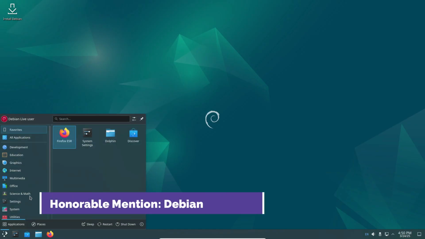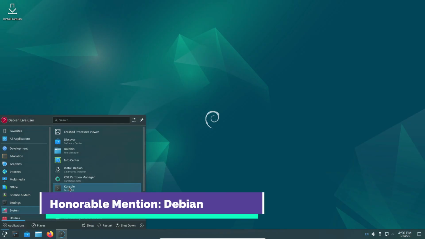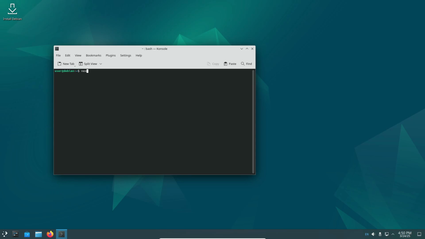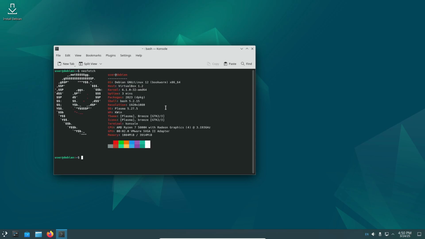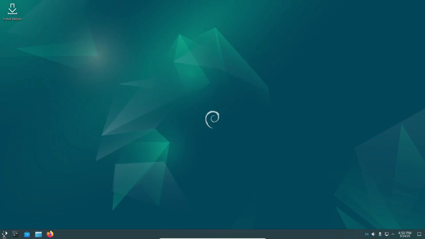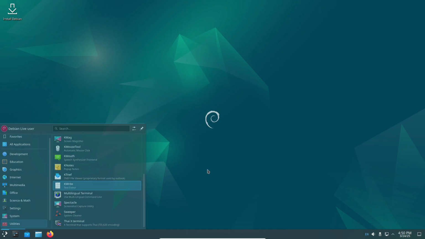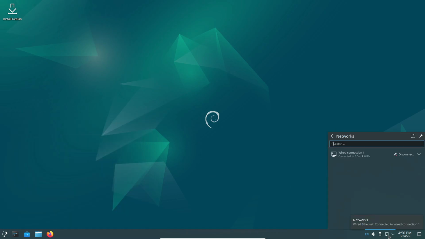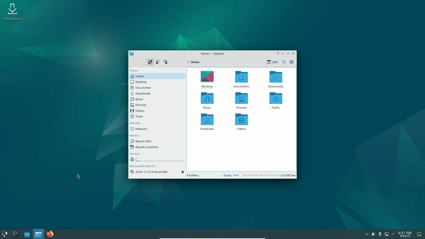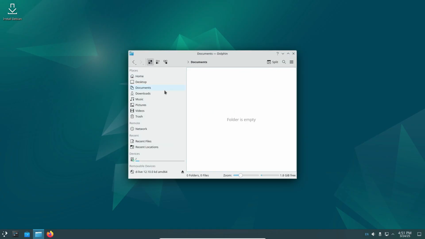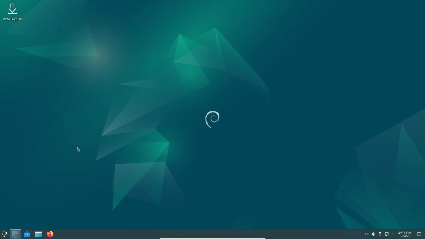Before we wrap up, I've got an extra special honorable mention for you: Debian. If you're looking for a solid, no-nonsense distro that has stood the test of time, Debian is where it all begins. Launched way back in 1993, Debian is one of the oldest Linux distributions out there, and its rock-solid stability makes it the foundation for many other distros, including Ubuntu, Pop!_OS, and even Linux Mint.